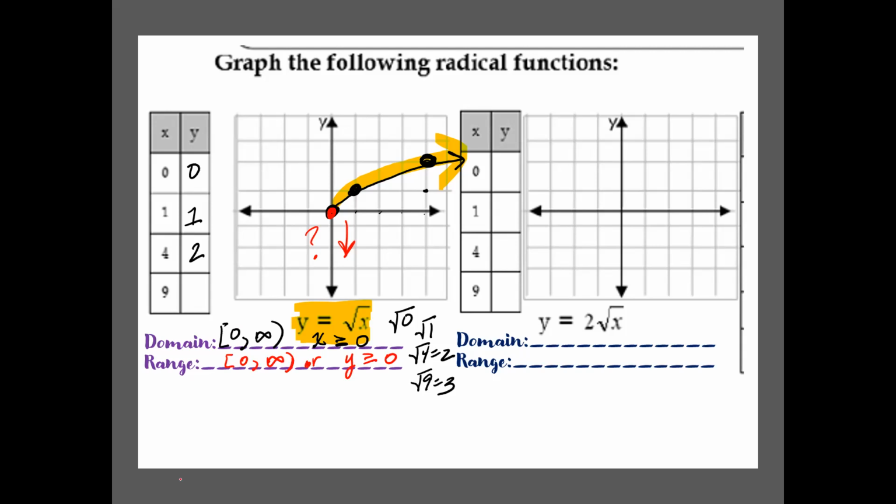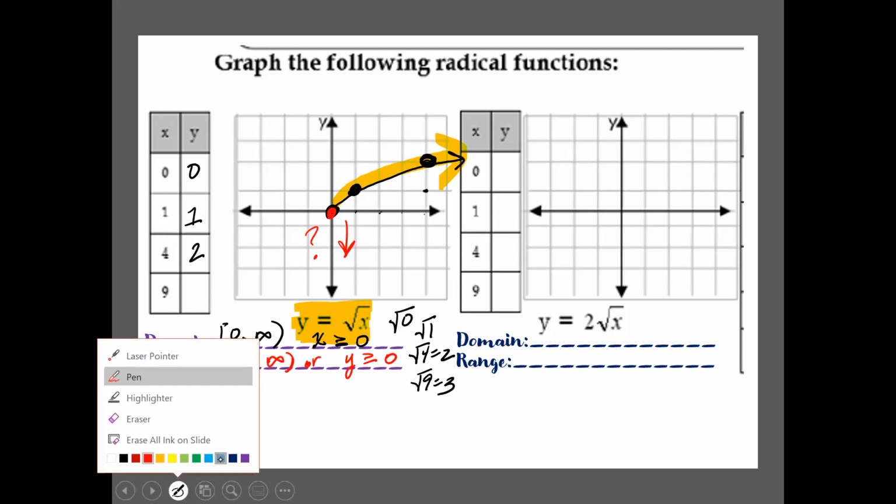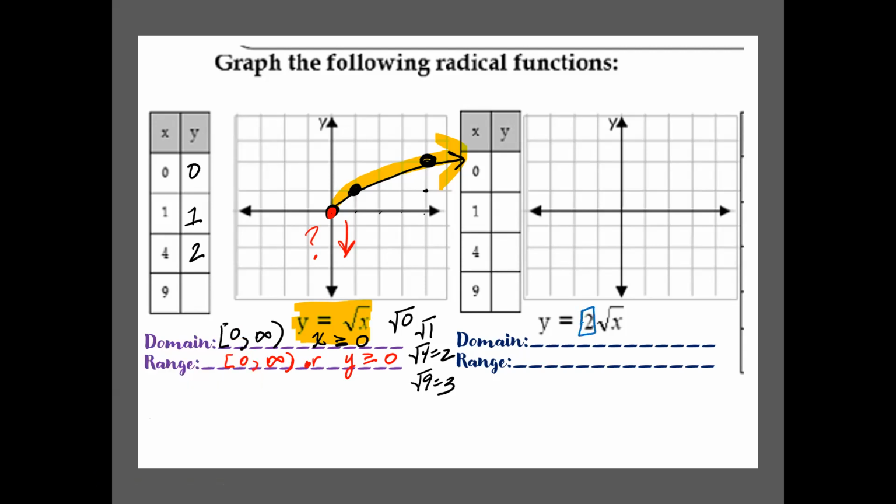All right, let's go on to the second example. Second example, notice you have a 2 in the front, so it's going to be a little bit different. Square root of 0 is 0. 0 times 2 is still 0. So your first point is at 0, 0. Square root of 1 is still 1. 1 times 2 is going to give you a 2. So your second point is at 1, 2.